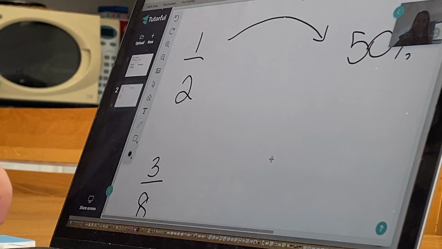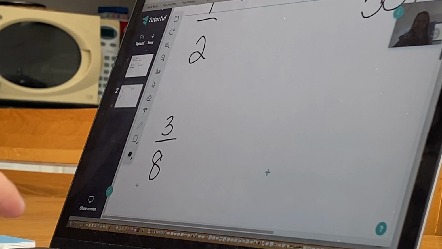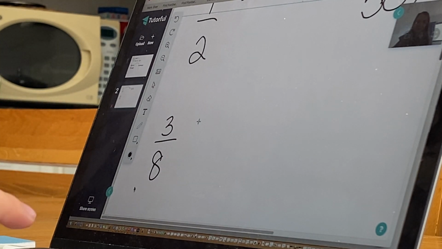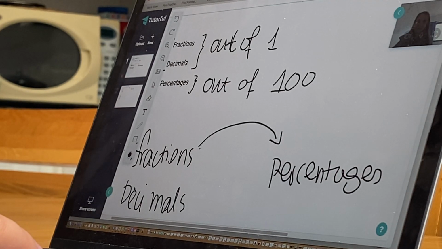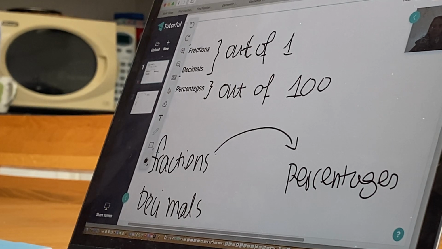So it has to be out of 100. Yeah, so we're trying to get it over 100. What I'm trying to get out here is that fractions and decimals are out of 1, whereas percentages are out of 100. So if we have something on a scale of 0 to 1 and we want to turn it onto a scale of 0 to 100, we need to multiply it by 100. So this step here is multiplying by 100.